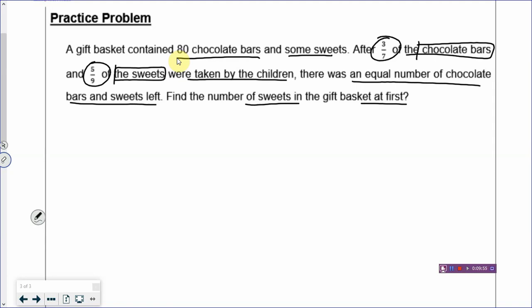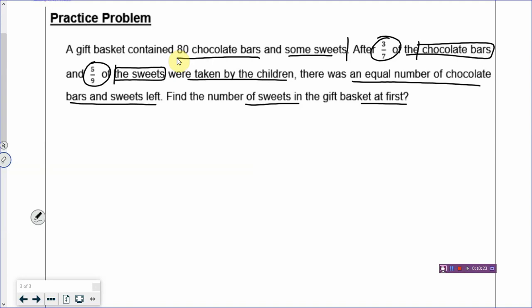But if you tell Mr. Ong you don't know how to solve, then Mr. Ong will tell you it's not about the solving, it's about the drawing. So let's draw. Now, a gift basket contains 80 chocolate bars and some sweets. If you find that the first sentence you don't exactly know how to draw because there's not enough information, then you can jump to the next sentence and see whether you can use the next sentence to start your drawing.